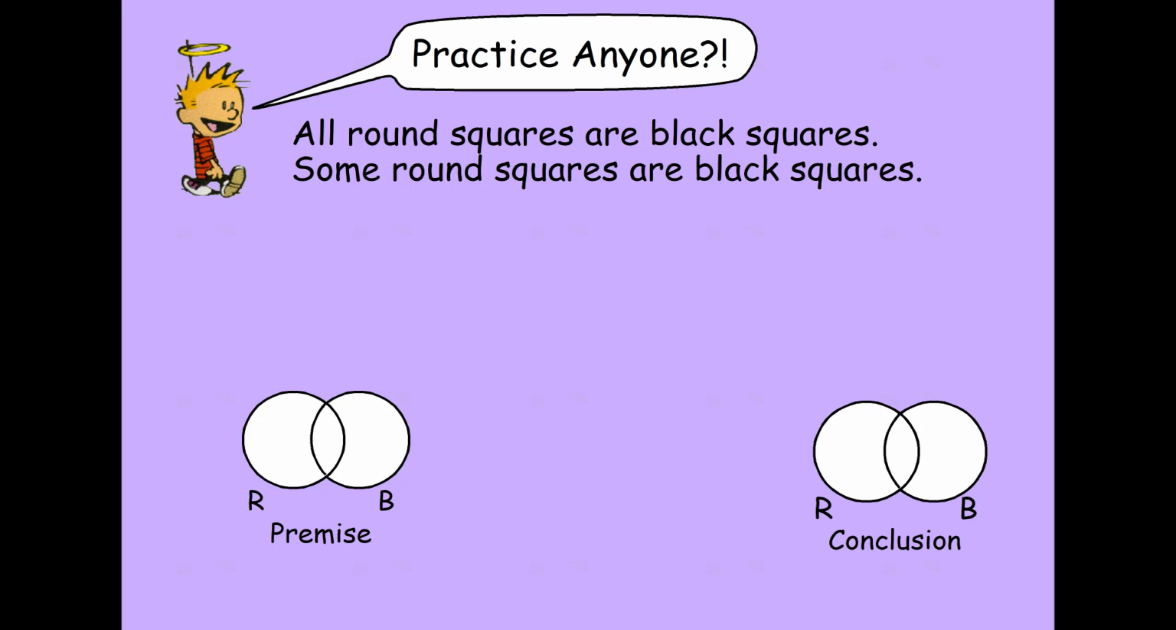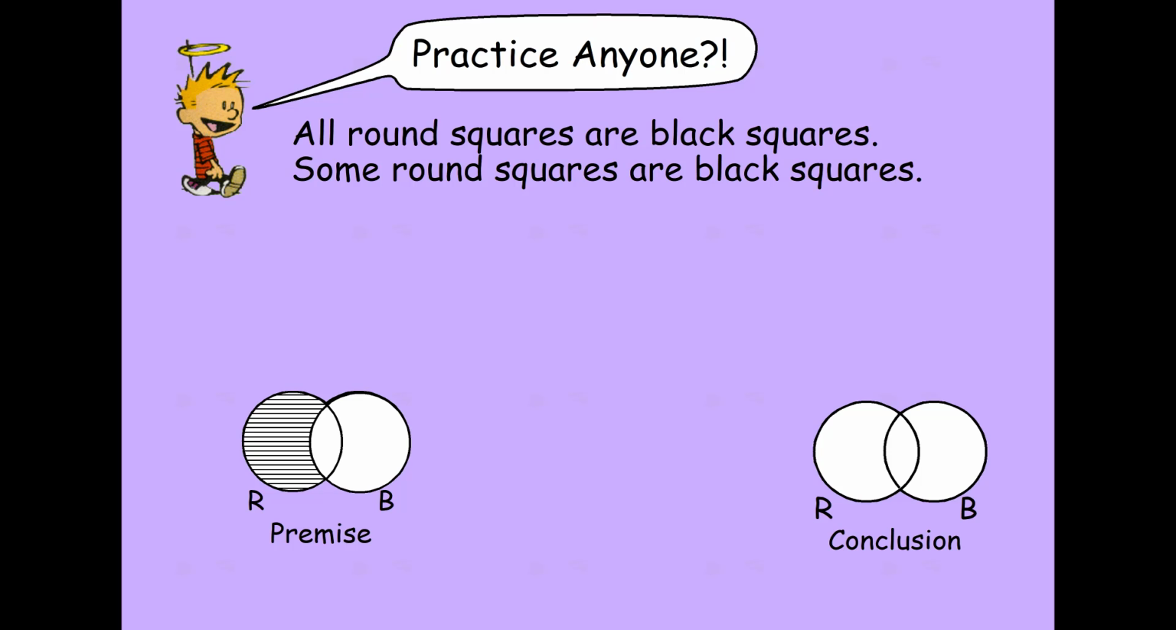Now, I look at my premise diagram. I start in Boolean logic. Don't know if there are any R's. Don't know if there are any B's. What I do know is everything that is an R, if there is anything, is also a B. And so that area one there, that would have to be empty. So I shade that in. Can't be anything there. That's all I need in Boolean logic for that universal affirmative to be true.